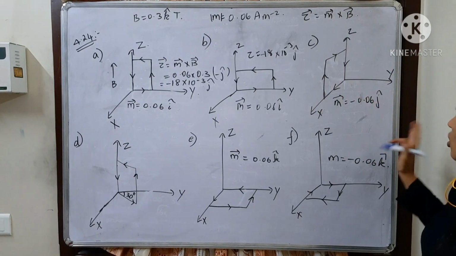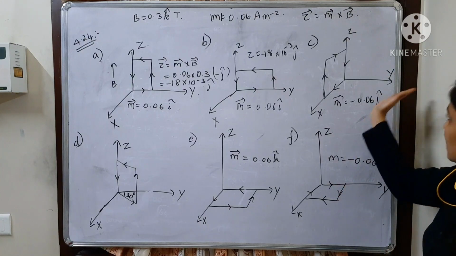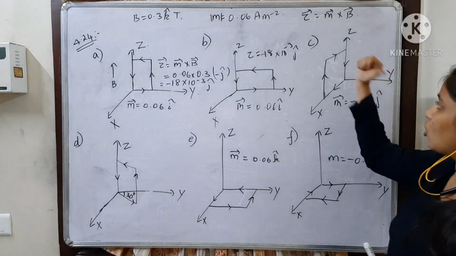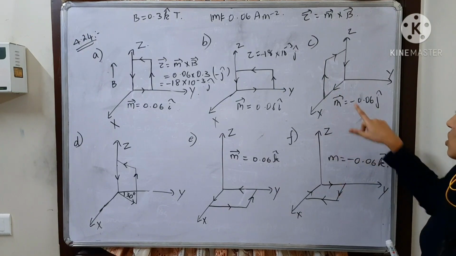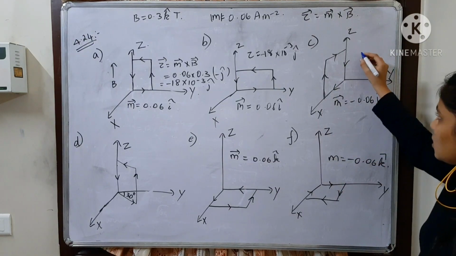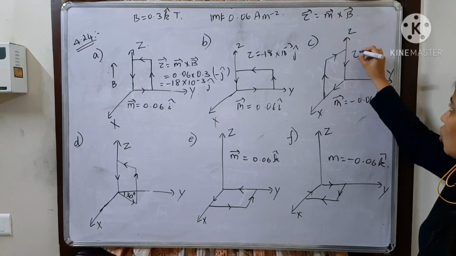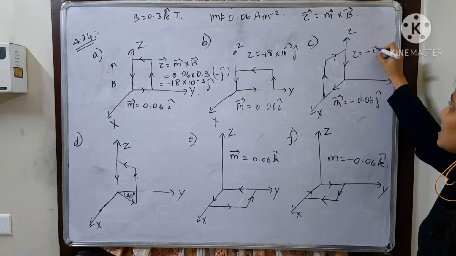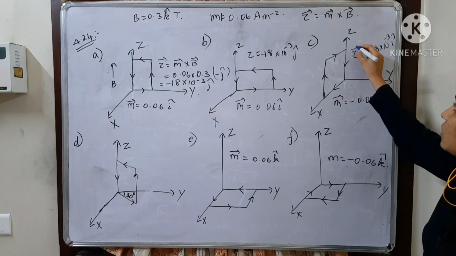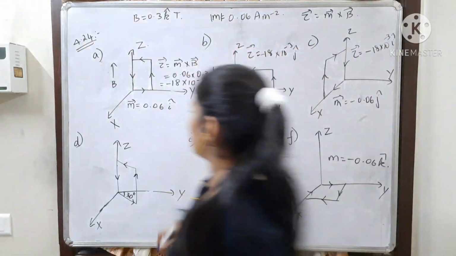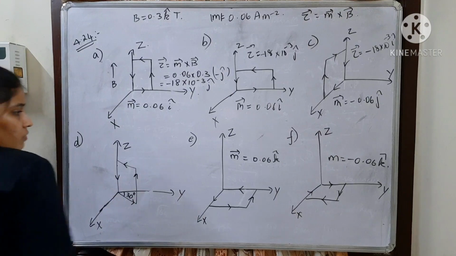Okay, so what is j cross k first of all? So j cross k, it is along the positive x-axis. So j cross k is positive x. So since we have a minus sign, it will be negative x-axis. So here torque is equal to minus 18 into 10 power minus 3 into i cap, that is along the negative x-axis.